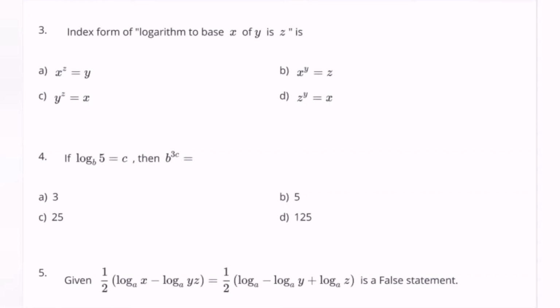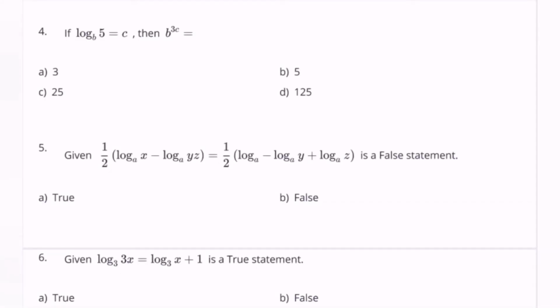So kindly refer to question number 3. Index form of logarithm to base x. Here we have log base x of the value y is z. So here we have the log form, and we need to transform it to index form. Here we will have y equals x to the power of z. So for question number 3, the answer would be A.